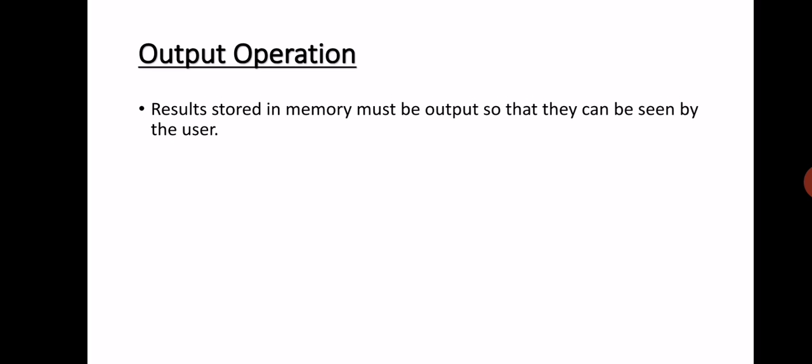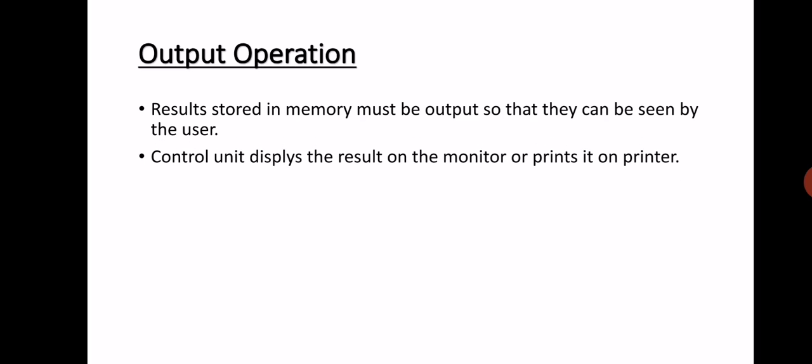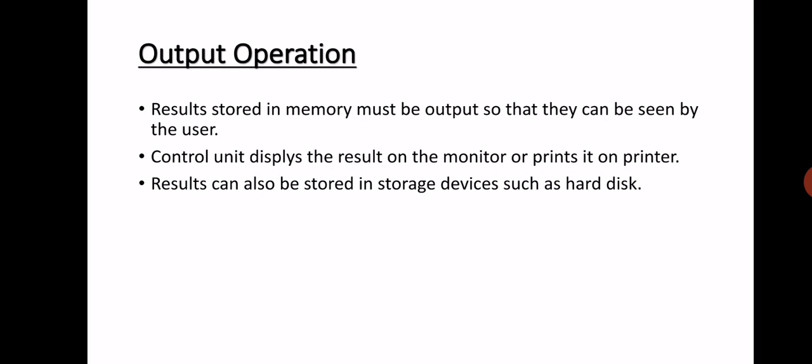The last step is output operation. Results stored in memory must be output so that they can be seen by the user. Control unit displays the result on the monitor or prints it. Results can also be stored in storage devices such as hard disk.